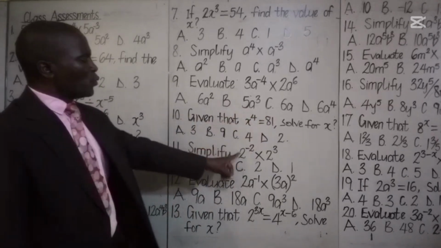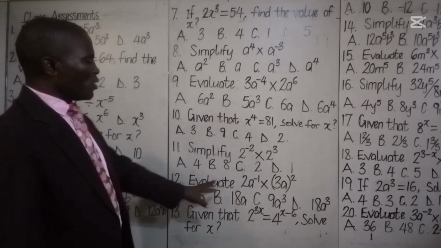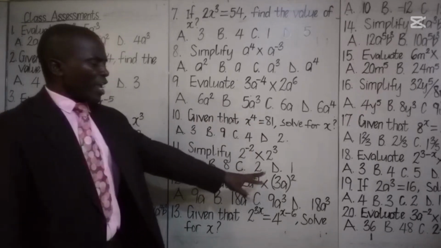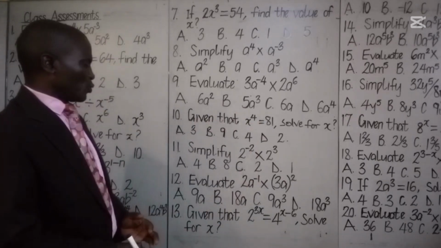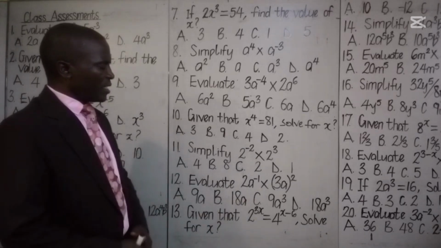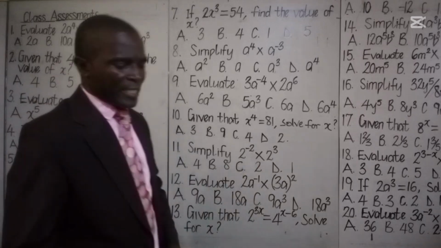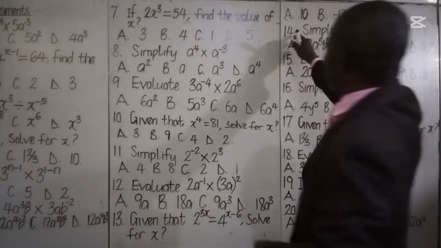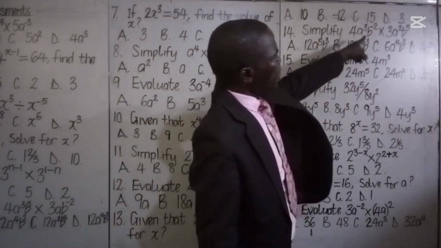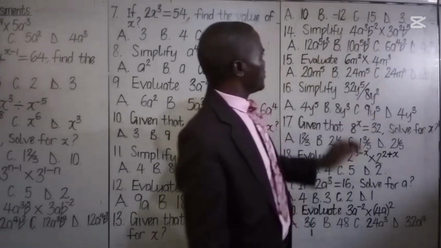11. Simplify 2 raised to power minus 2 times 2 raised to power 3. 12. Evaluate 2a raised to power minus 1 times bracket open 3a bracket close raised to power 2. 13. Given that 2 raised to power 3x is equal to 4 raised to power x minus 6, solve for x. Class assessment 14 says, simplify 4a raised to power 3 b raised to power minus 2 times 3a raised to power 2 b raised to power 5.